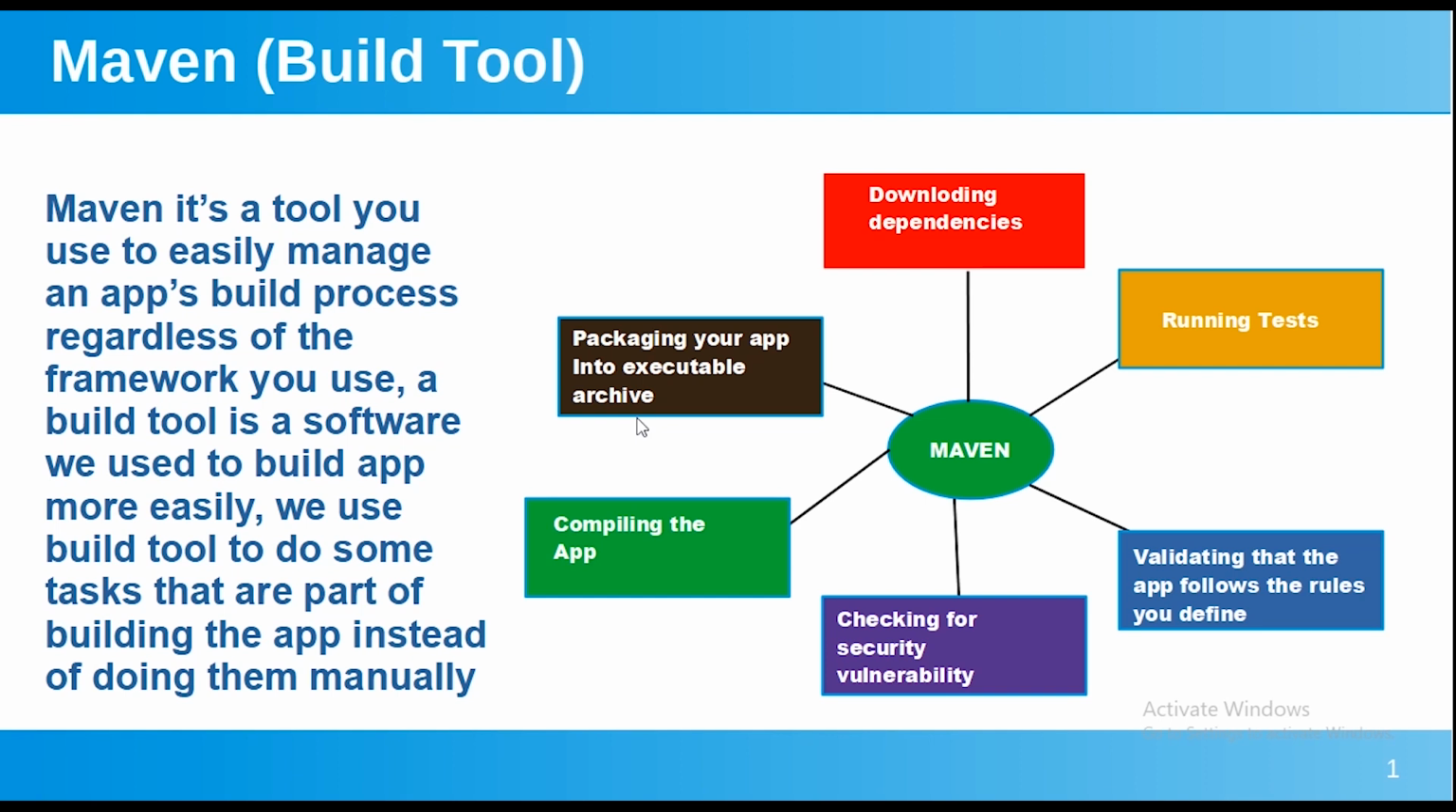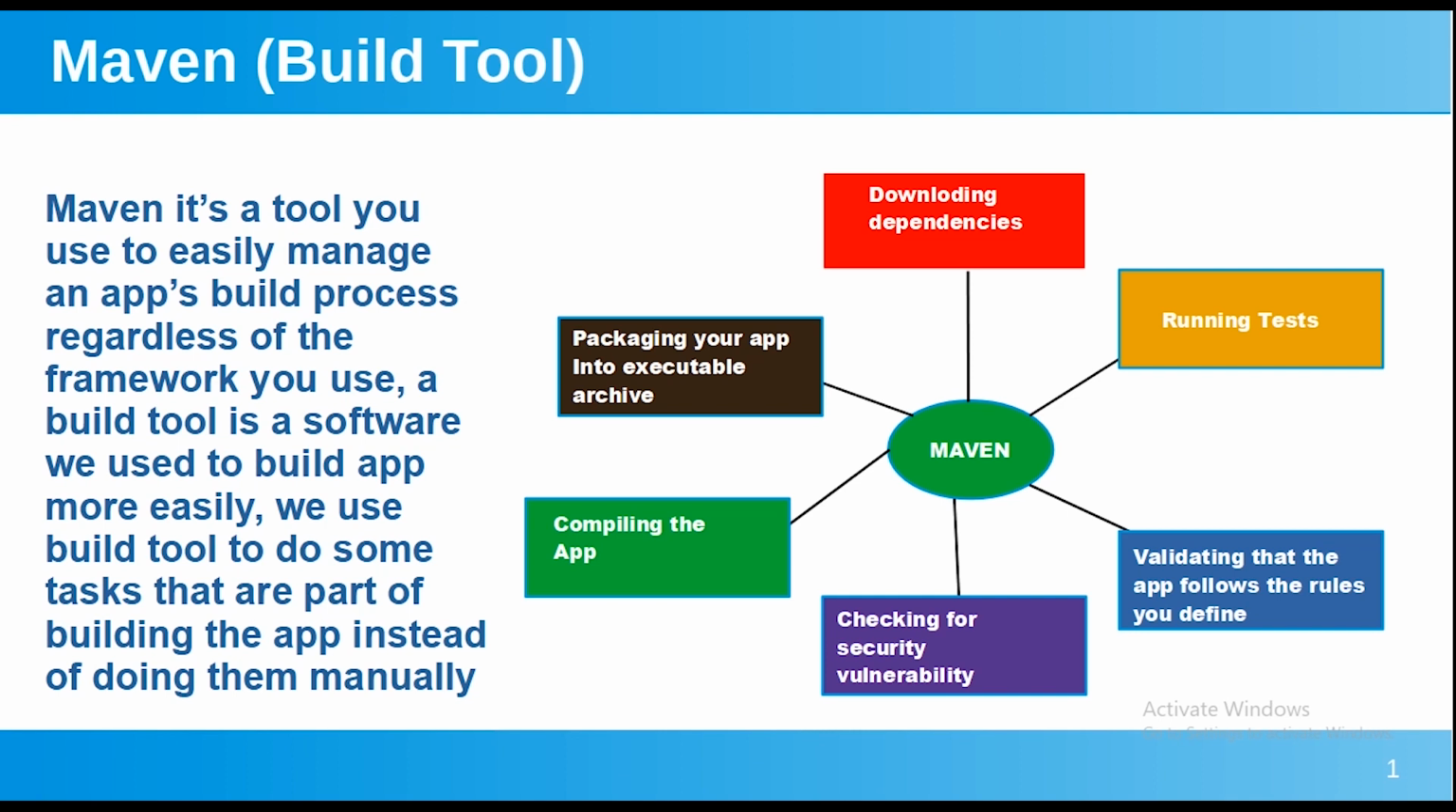A build tool is software to build apps more easily. We use a build tool to do some tasks that are part of building the app instead of doing them manually. Some of what Maven does: downloading dependencies, packaging your app into an executable archive, compiling the app, checking for security vulnerabilities, and validating that the app follows the rules you define.